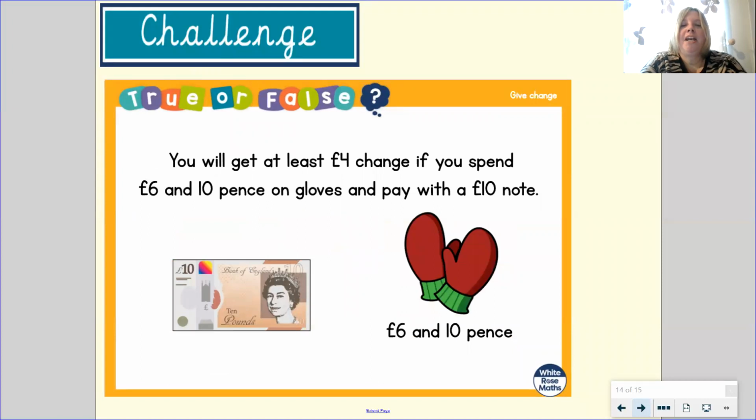True or false? You will get at least £4 change if you spend £6 and 10p on gloves and pay with a £10 note. True or false? Explain why.